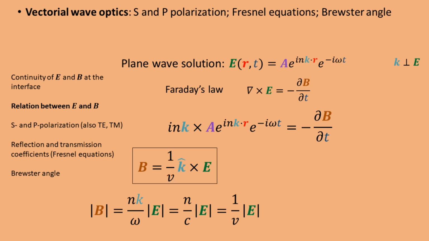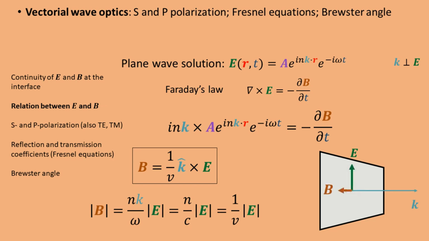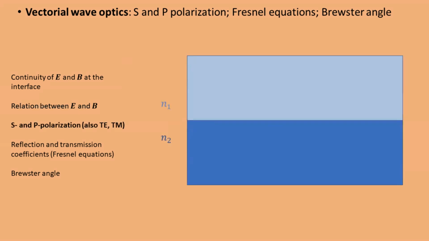To see what this means visually, we can imagine a plane wave propagating in the direction of a wave vector k, so the electric field must oscillate in some direction perpendicular to k. The magnetic field must then oscillate perpendicularly to both E and k, in phase with the electric field and with some amplitude that depends on the propagation speed of the wave. Now that we've seen how the electric and magnetic fields are related to each other, let's define two orthogonal states of polarization, S and P polarization.